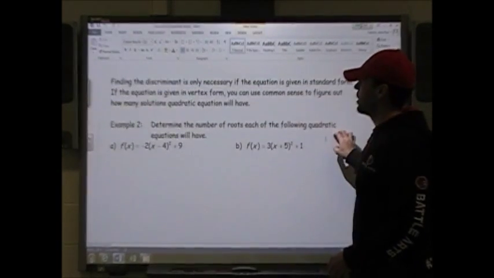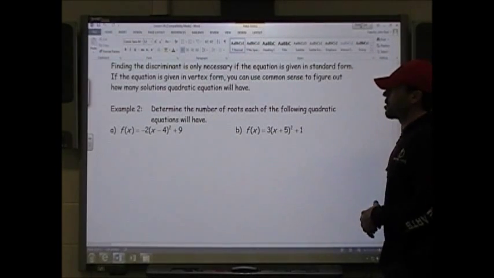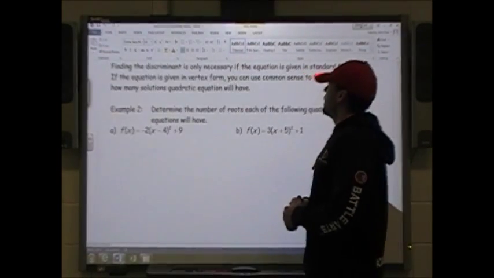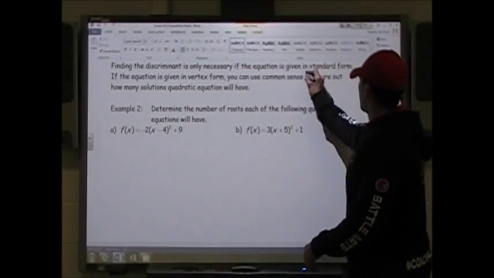Now, the last question here says, finding the discriminant is only necessary if the equation is given in standard form.